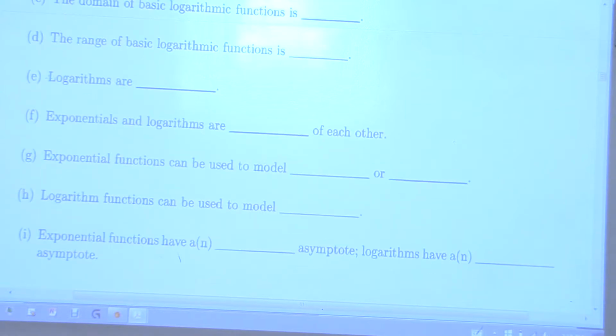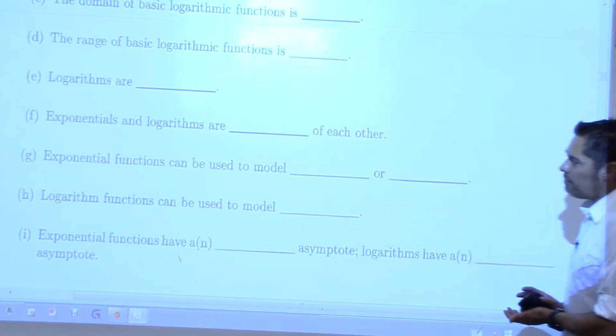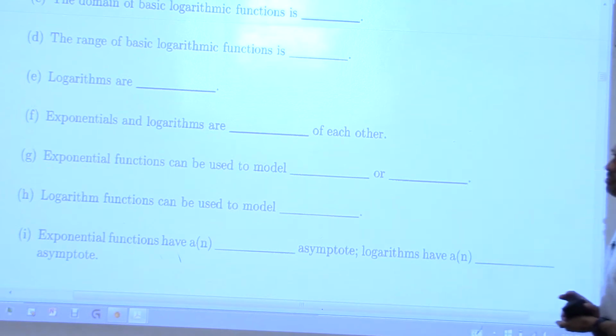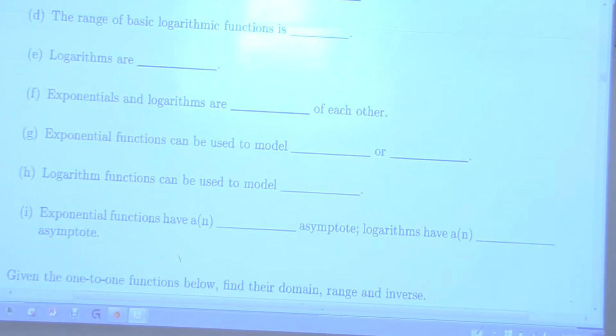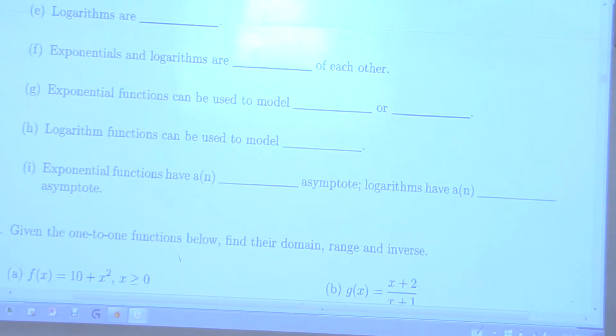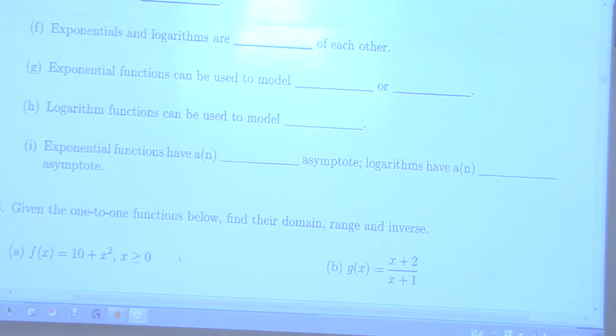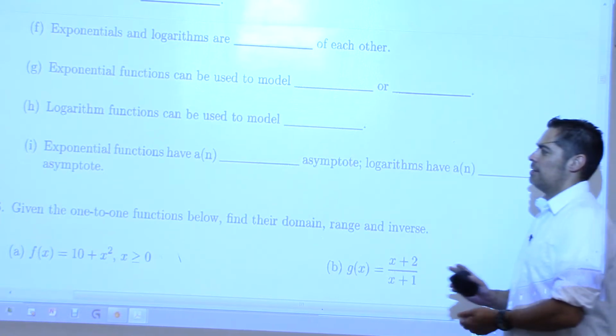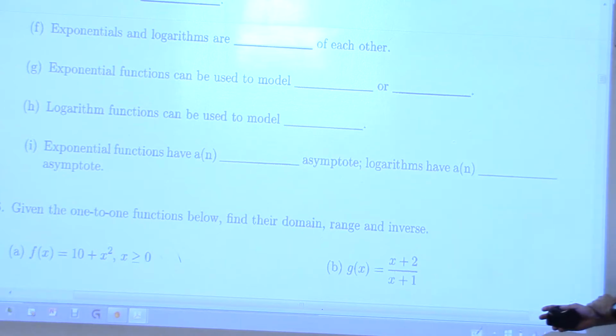Right. Exponentials and logarithms are inverses of each other. Exponential functions can be used to model growth or decay, good. Logs can be used to model, well, we haven't talked about that too much, so we don't have to worry about that. Exponential functions have blank asymptotes, logarithms have blank. Horizontal and vertical? So horizontal for exponential, vertical for logs.